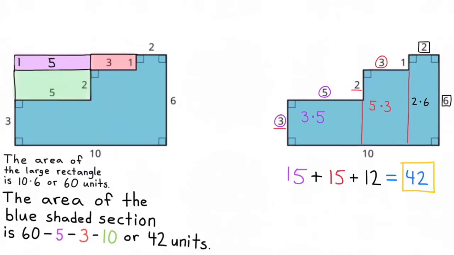The area of the quadrilateral on the left is 15, the area of the quadrilateral in the middle is also 15, and the area of the quadrilateral on the right is 12. 15 plus 15 plus 12 equals 42. Just like the shaded blue area in the shape on the left, the area of this shape is also 42.